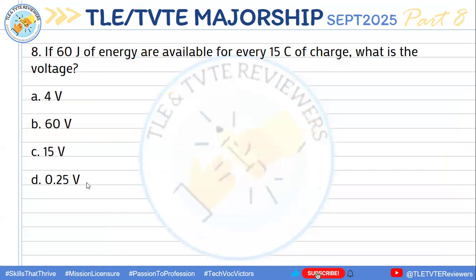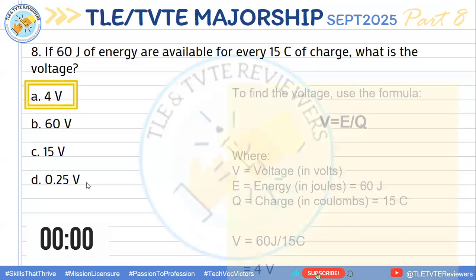Number 8. If 60 J or joules of energy are available for every 15 C of charge, what is the voltage? A, 4 volts, B, 60 volts, C, 15 volts, D, 0.25 volts. Answer letter A, 4 volts.